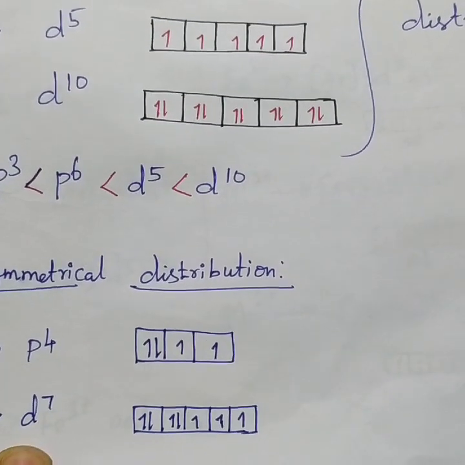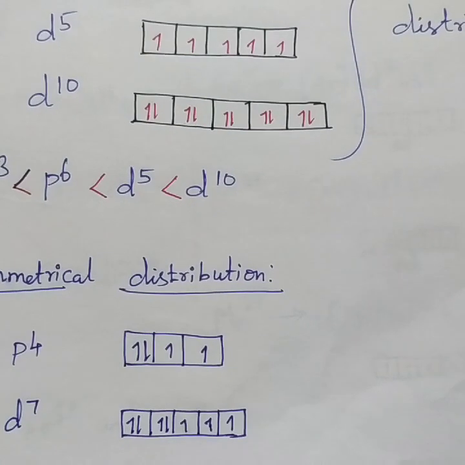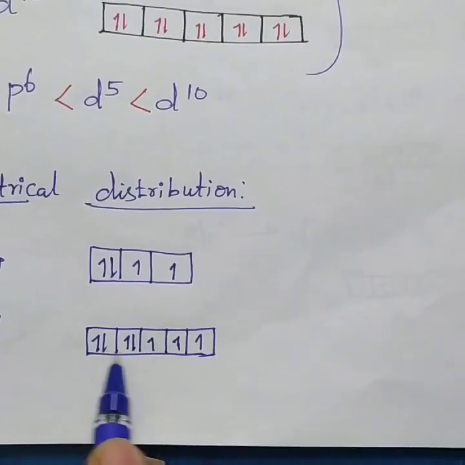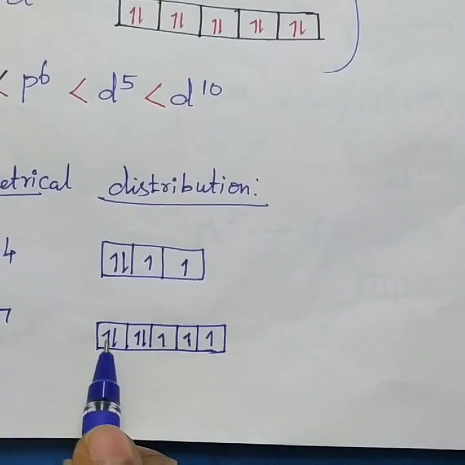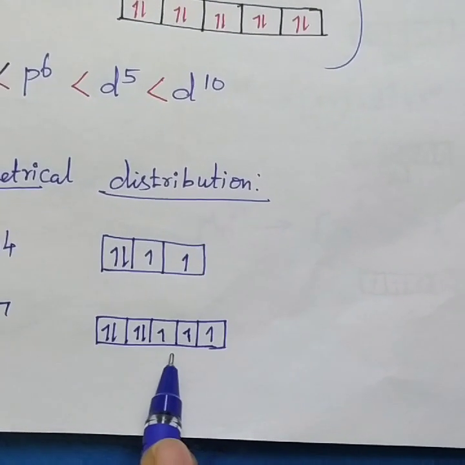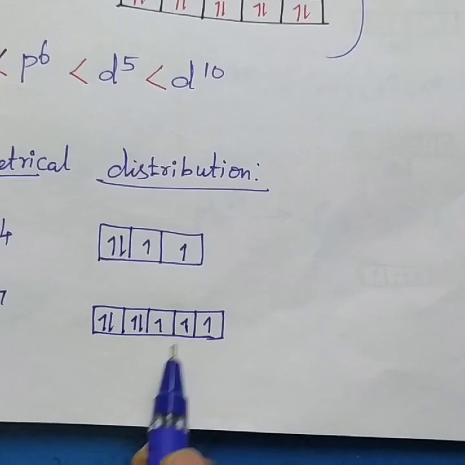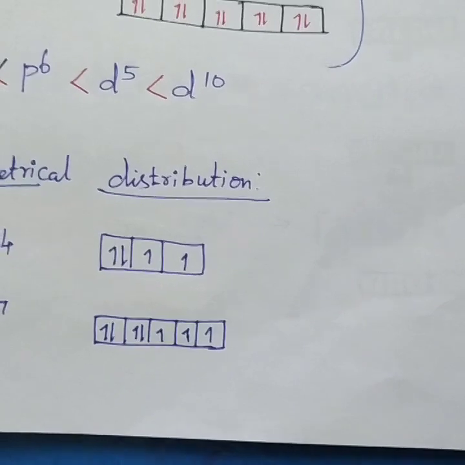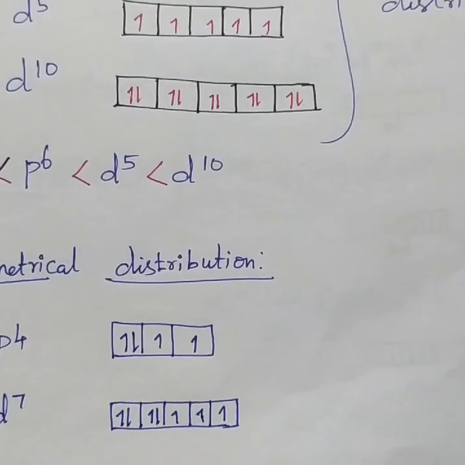Like that, I have written d7. D7 means 7 electrons. There are 5 orbitals for d, so I have filled the 5 orbitals. First I have given a single electron in each orbital, then I have paired the electrons in the next ones. So this is also an example of unsymmetrical distribution. Okay.